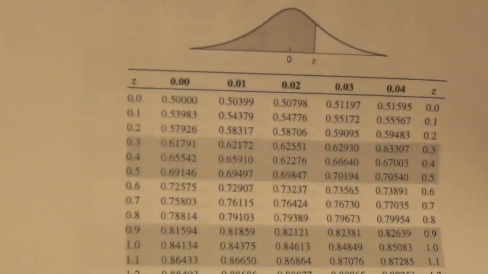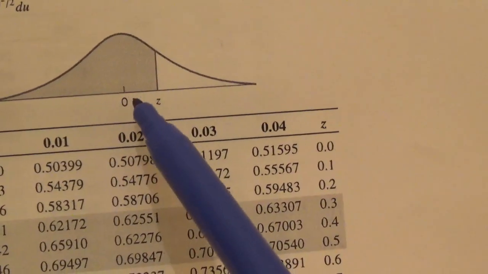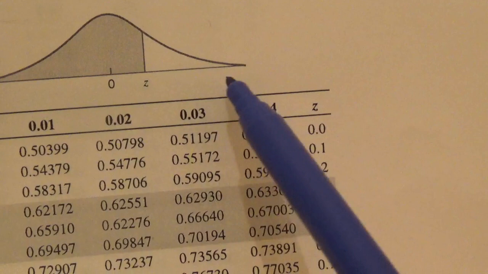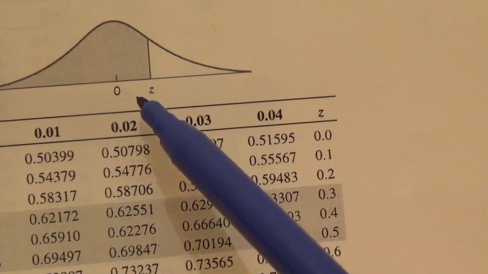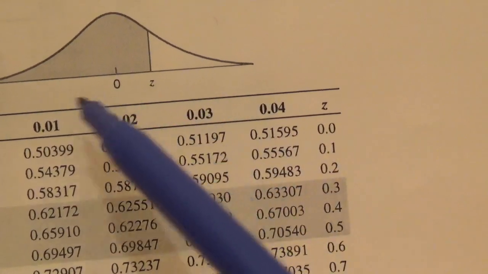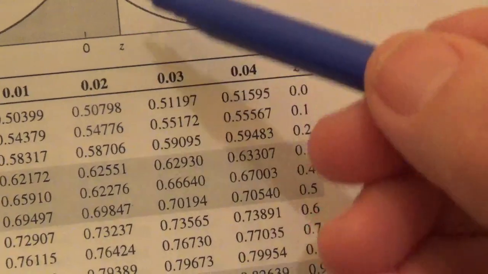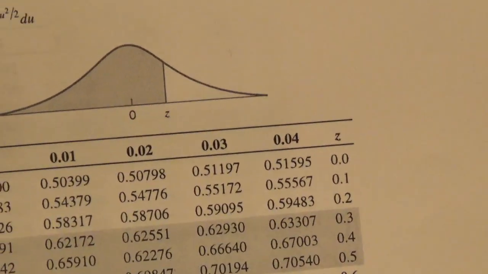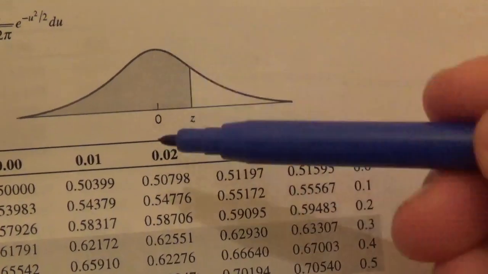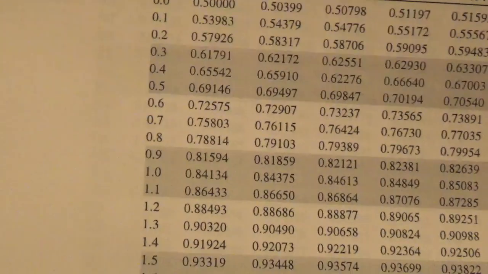Here we have only positive values, which means that we have the numbers greater than 0. So we don't have the values less than 0. In order for us to find the minus 2.5, we will look at plus 2.5. Why? Because the normal distribution is symmetric around the target value, around 0. So let's look at 2.5.